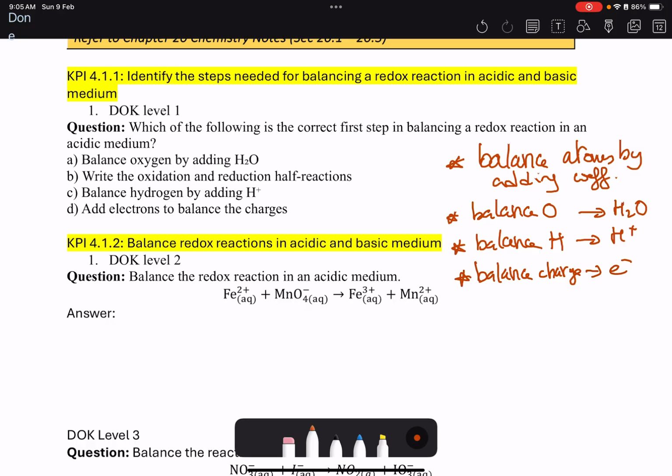So, the correct first step in balancing a redox reaction: you balance oxygen by adding H2O. True, but that's not the first step. Oh yeah, you're right, the oxidation, you split it, of course. You split the oxidation and reduction half equations and then you start balancing atoms. So this becomes step 1. This becomes step 3, because there's step 2 to balance the atoms, step 4, and step 5.